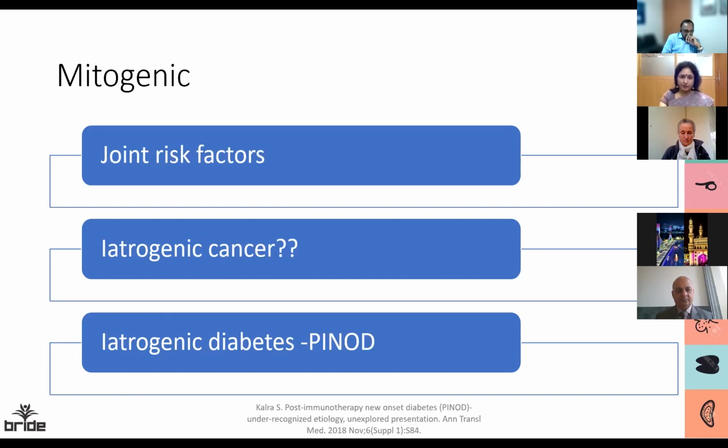To add another list of three, let's look at mitogenic complications. So cancer and diabetes have joint risk factors. Obesity is one example of a joint risk factor. Smoking, substance abuse would be another example.